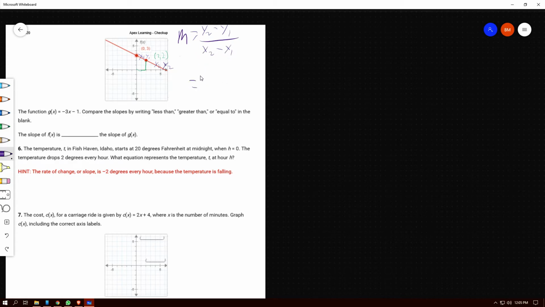All right, so y2 is 2, y1 is 3, x2 is 2, x1 is 0. So this is going to be a negative 1/2. All right, so that's my slope. So my slope of the f function is negative 1/2.